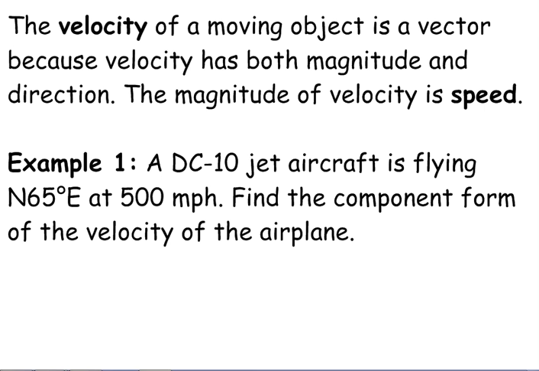Okay, so the velocity of a moving object is a vector because velocity has both magnitude and direction. Your velocity is not just the speed at which you're moving, but the speed at which you're moving and the direction in which you are moving. So we are going to break this down here for this first example.